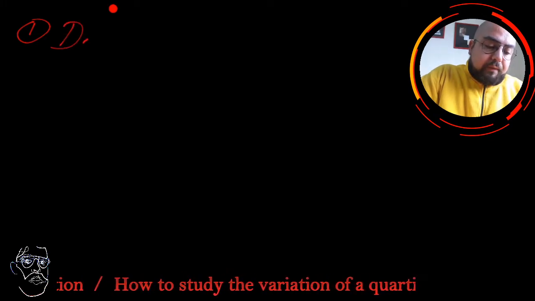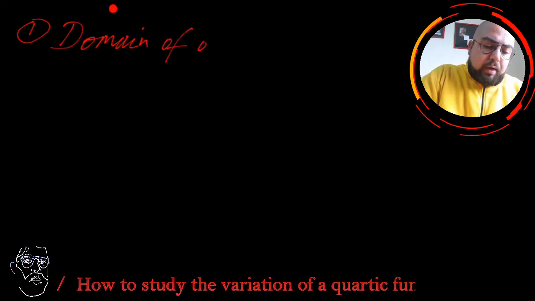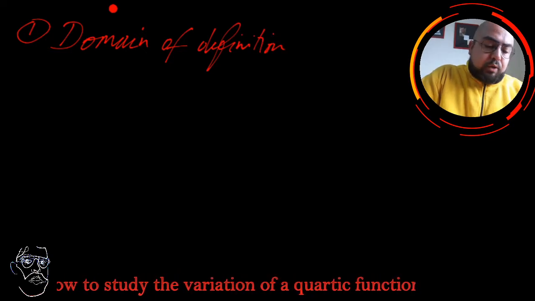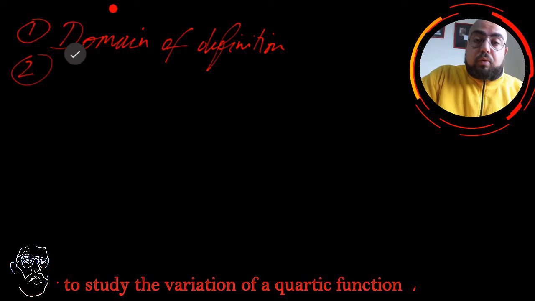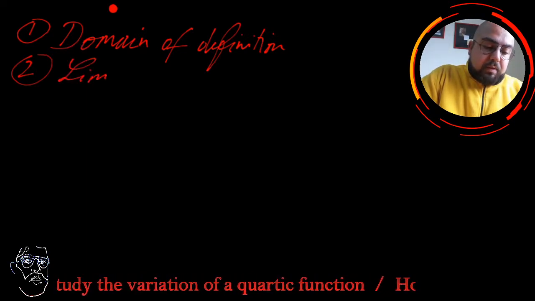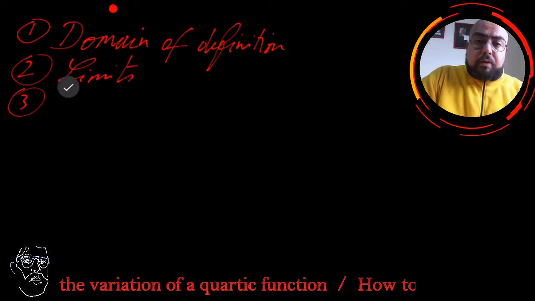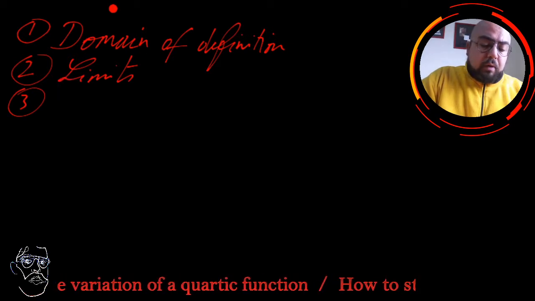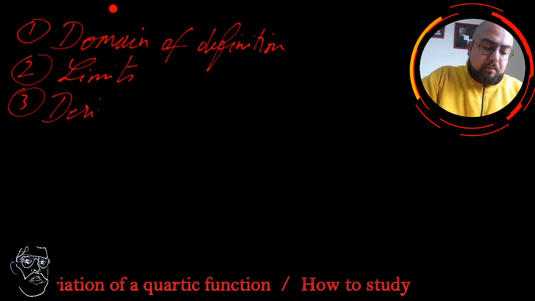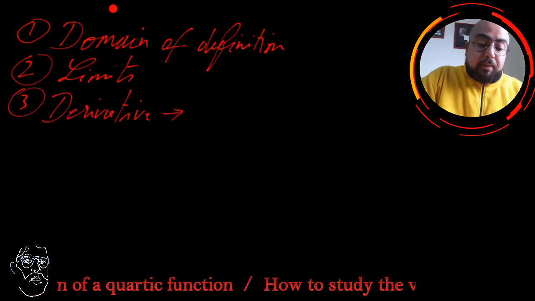So let's start. The first step that you should be taking into consideration is to define the domain of definition for any function. Once you have your domain of definition, the second step will be to study the limits, to calculate the limits. So the next step is limits. Third step, once you have done your limits, of course, regarding your domain of definition, you will have to calculate the derivative. Once the derivative is done, you can go to the table of variation.